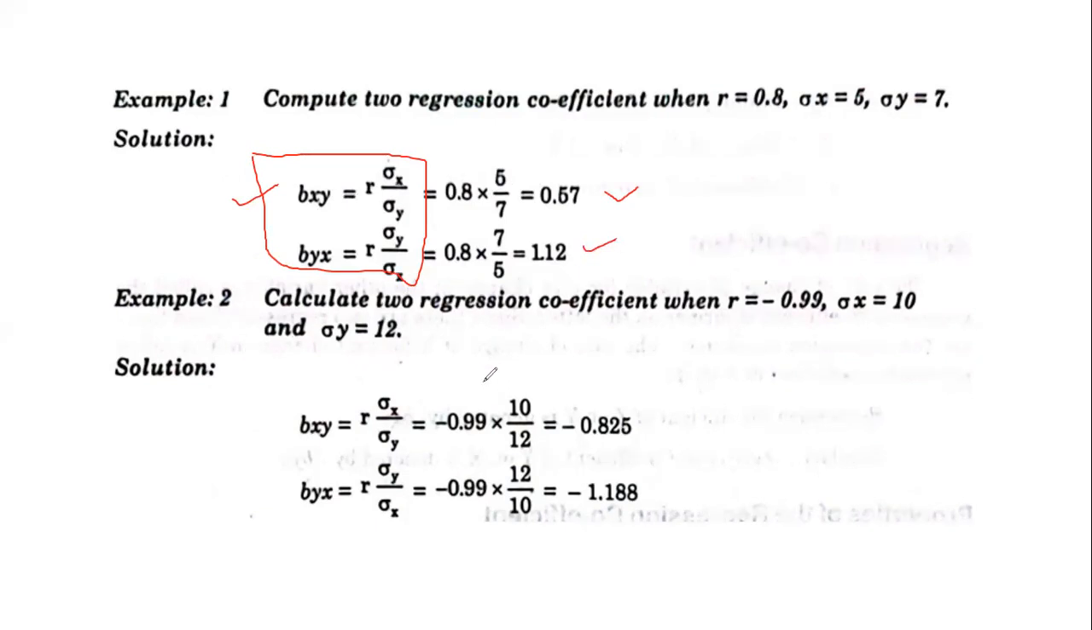Similarly, one more problem here: calculate the two regression coefficients when r is equal to minus 0.99, sigma x is given as 10, sigma y is given as 12. Once again, substitute in these formulas, and you'll be getting minus 0.825 and minus 1.188.